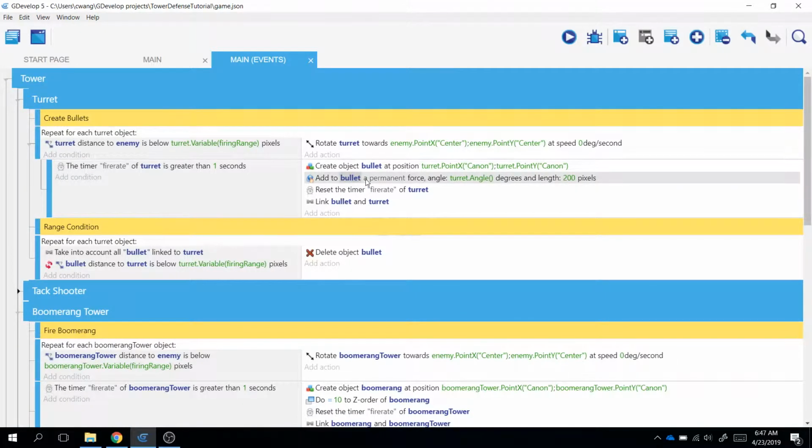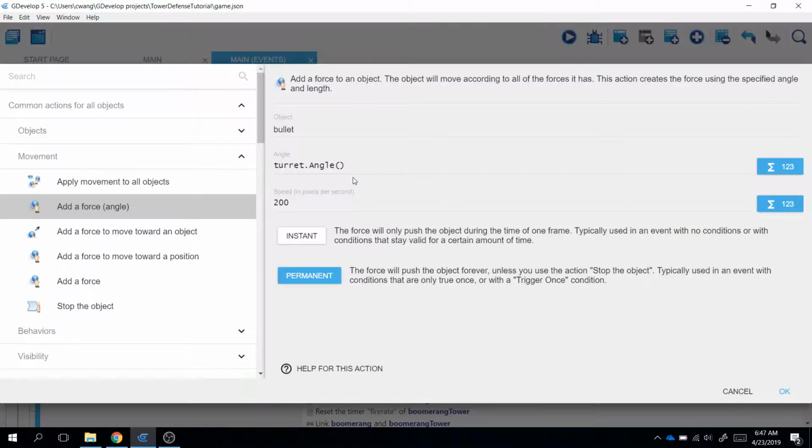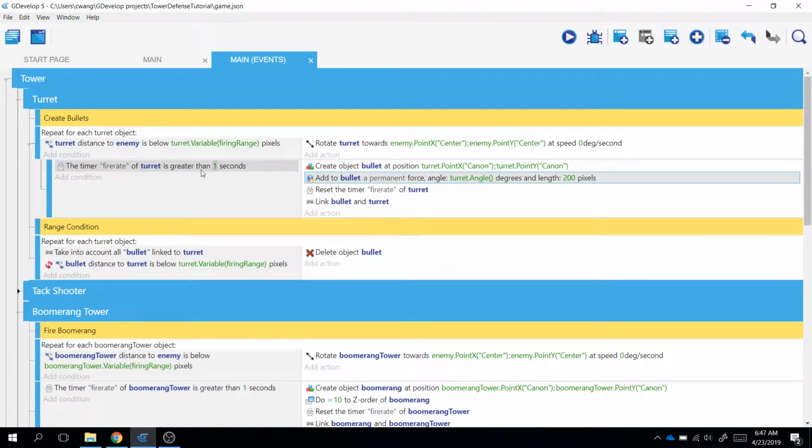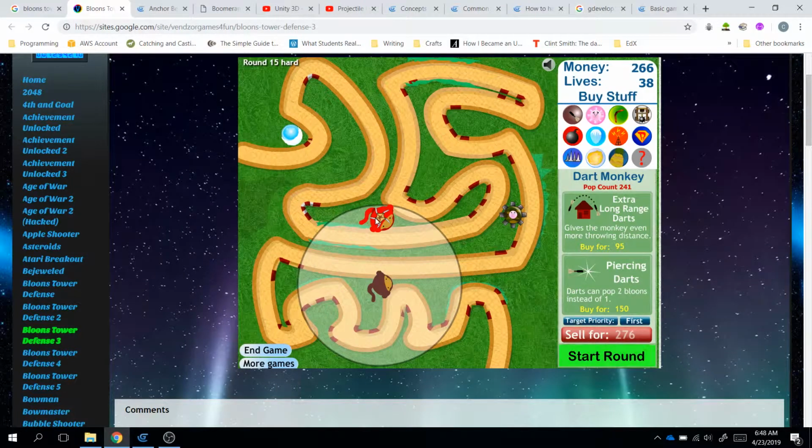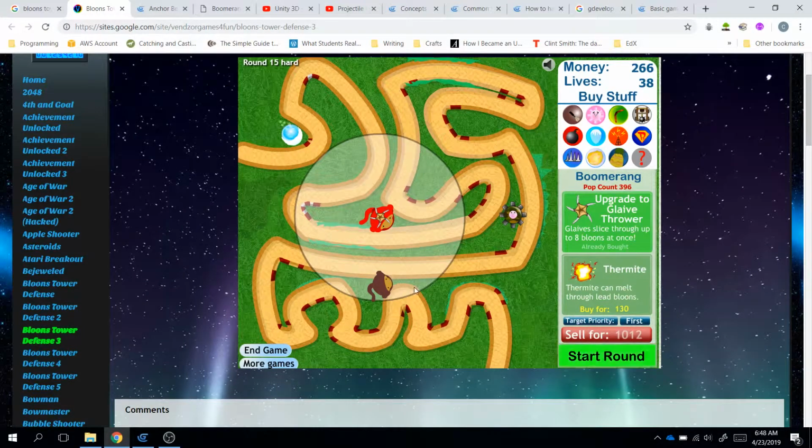Let's look at my turret. We see that how we add an angle is this thing right here: add to bullet a permanent force at this angle and this speed and make it permanent. Now the thing is, that works for our straight shooters. Basically they only go in one line. But our motion is going to be different. It's going to go in kind of a teardrop shape, maybe an oval. So how do we do that?